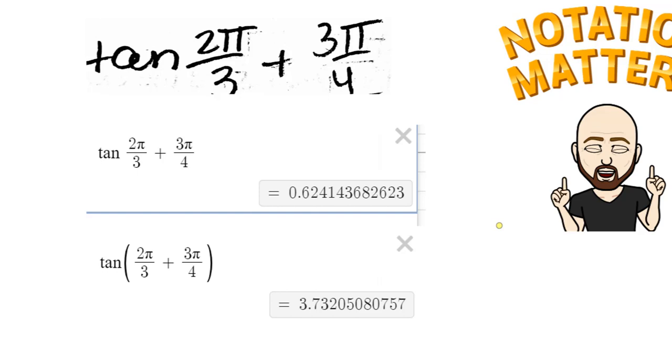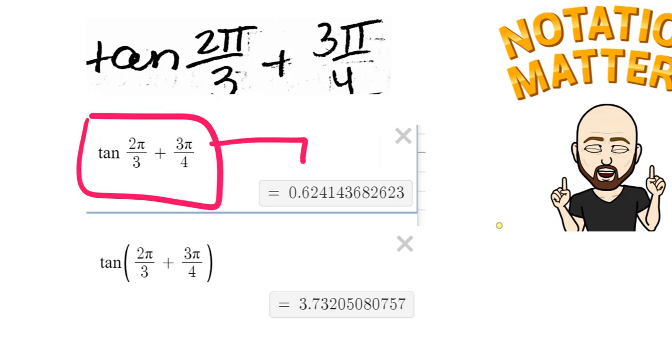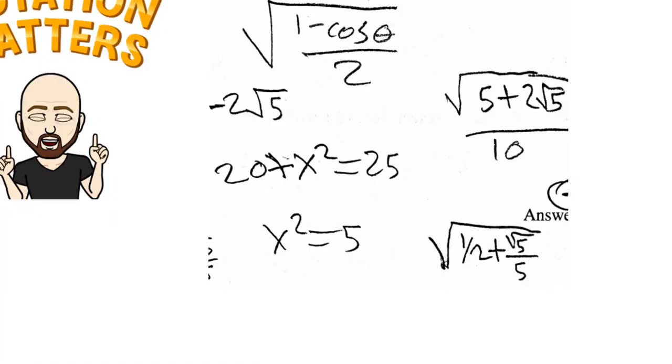Parentheses matter. You really have to be careful with that, because you can clearly see tangent of 2 pi over 3 plus 3 pi over 4 gives you this value of 0.624, and so on. Now, if I put parentheses around that, I get a completely different value, and those values are definitely not the same. So please pay attention, because the notation matters. In your student work, make sure that you put parentheses around the angle when you're using a sum or a difference formula.